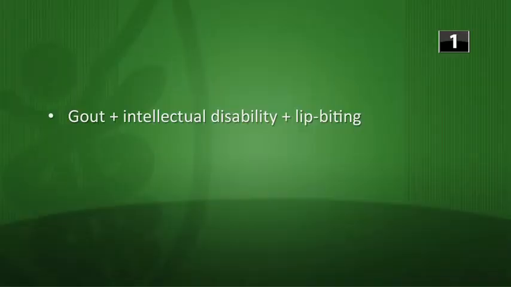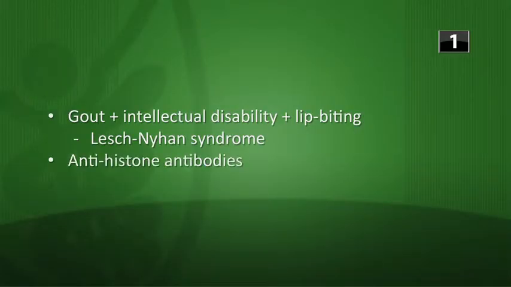It's time for the 3-question one for Renal 3. Let's get going. What pathology fits each of the following high-yield phrases? First one we have here is gout, mental retardation, and lip biting. That's going to be Lesch-Nyhan syndrome. Antihistone antibodies. That's going to be associated with drug-induced lupus.